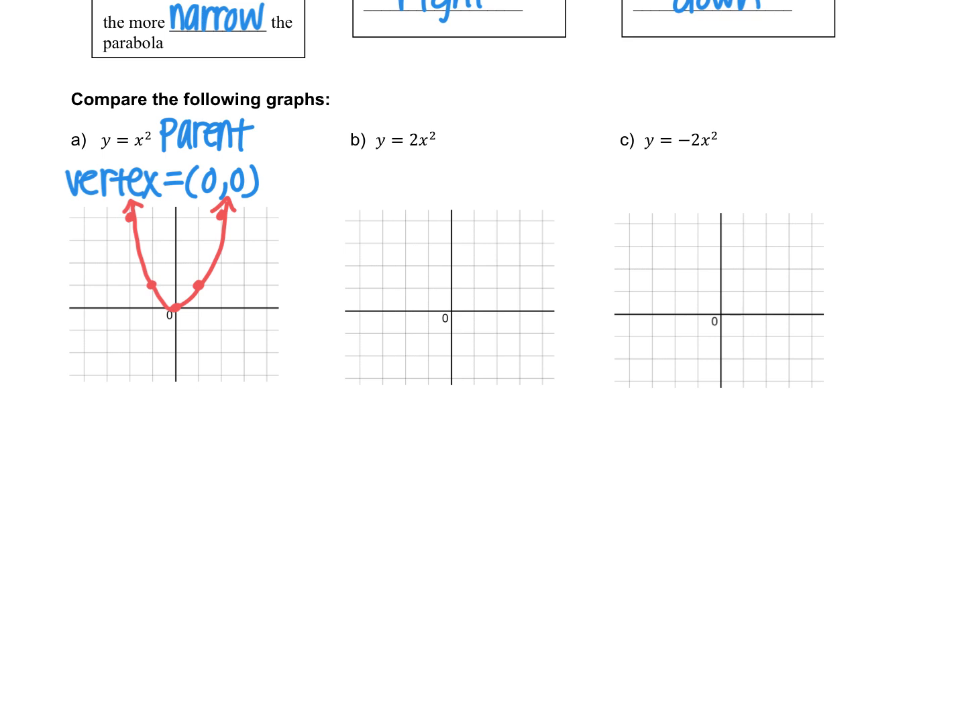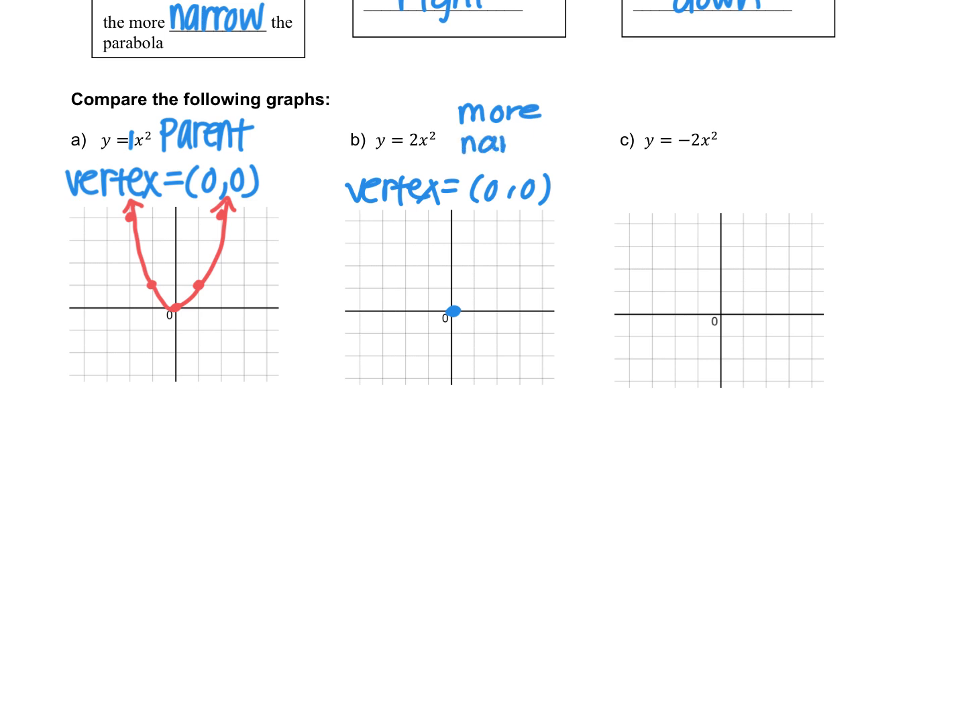Now that we have our parent, we are going to talk about y equals 2x squared versus 1x squared. With 2x squared, there's nothing going on, there's no parentheses, so there's no h, there's no k. That means my vertex is still at 0, 0. But since A is a higher value than 1, and normal is 1x squared, this is 2x squared, so it's more. It's going to be more narrow.